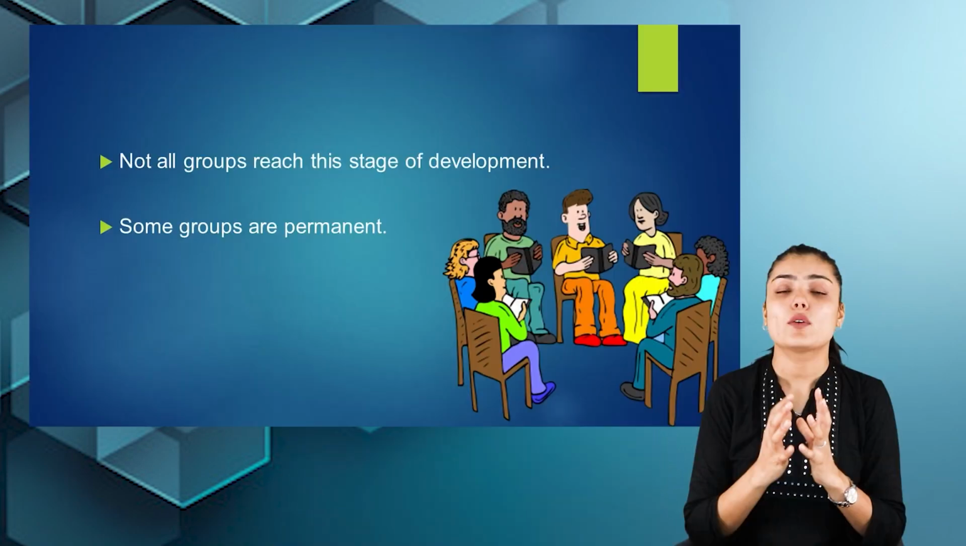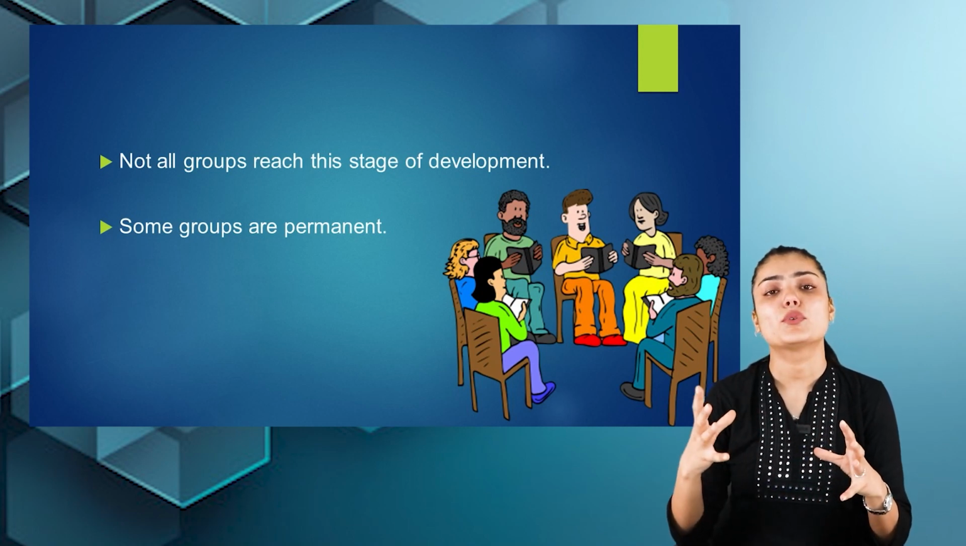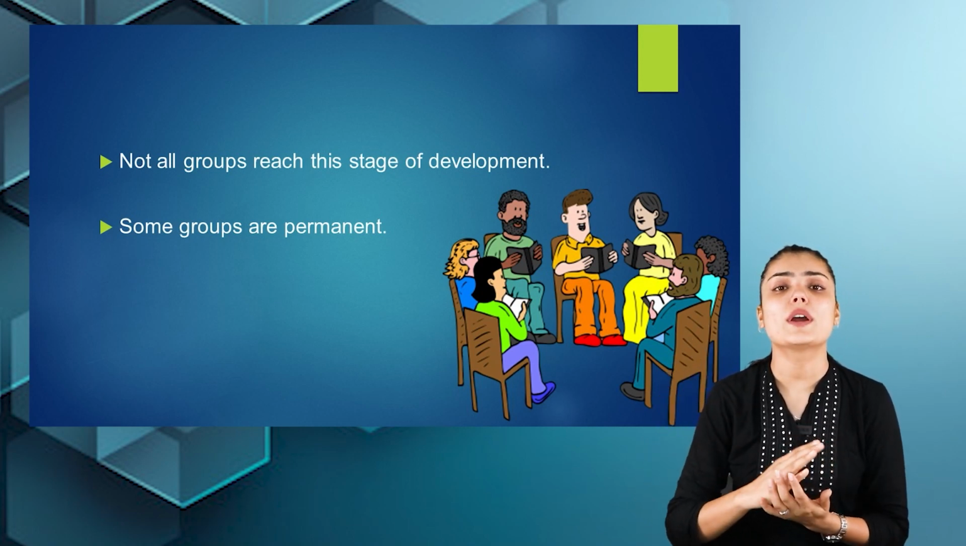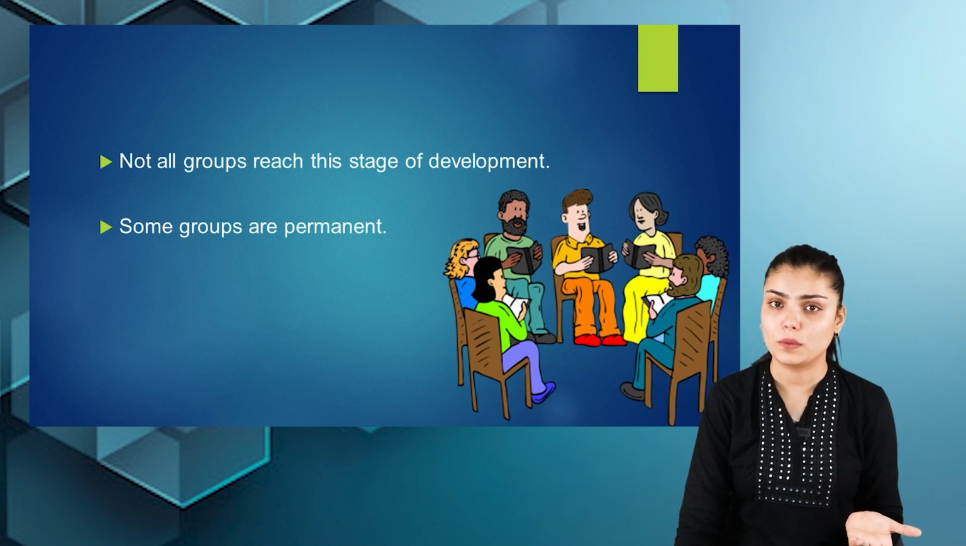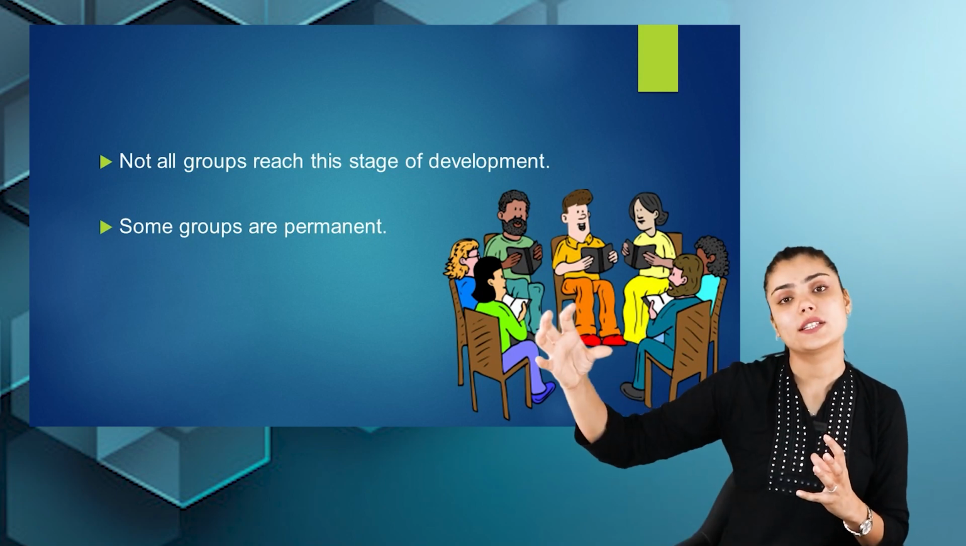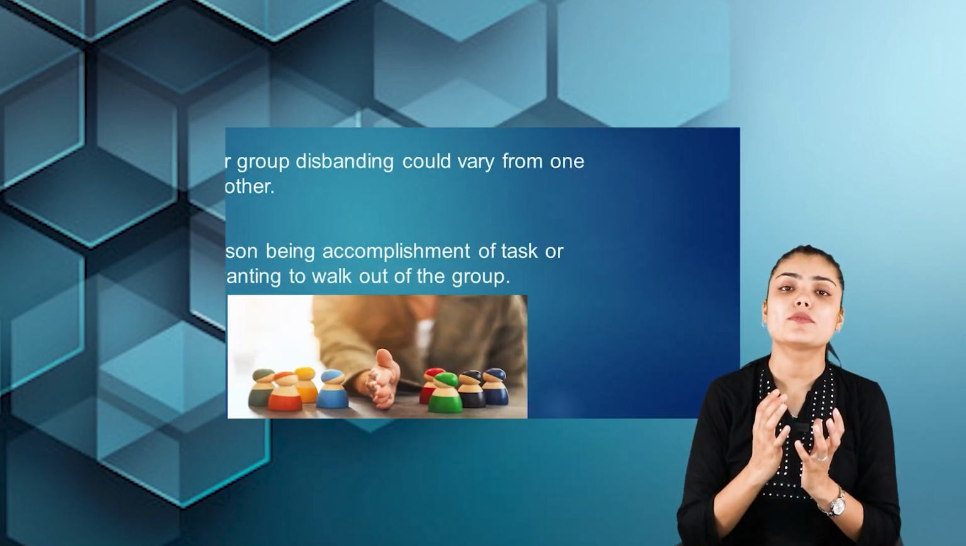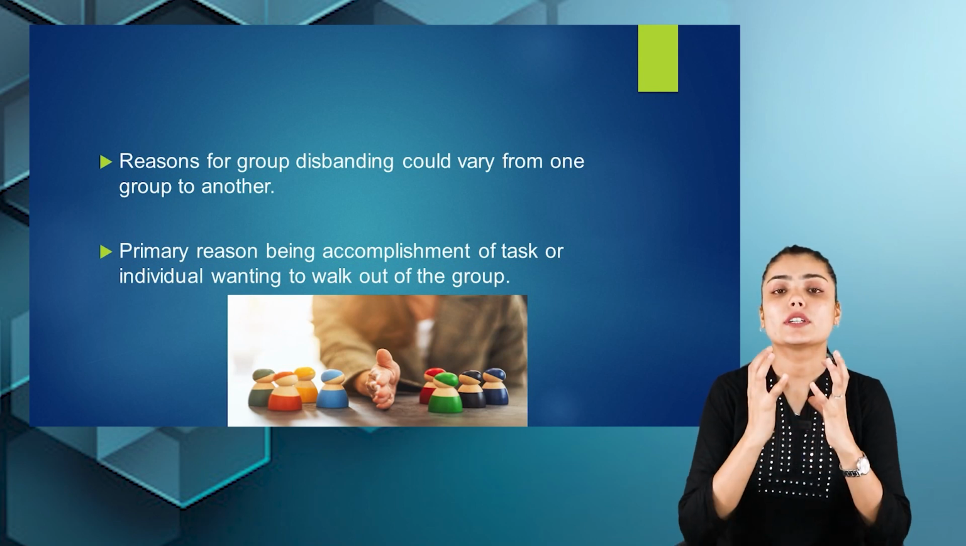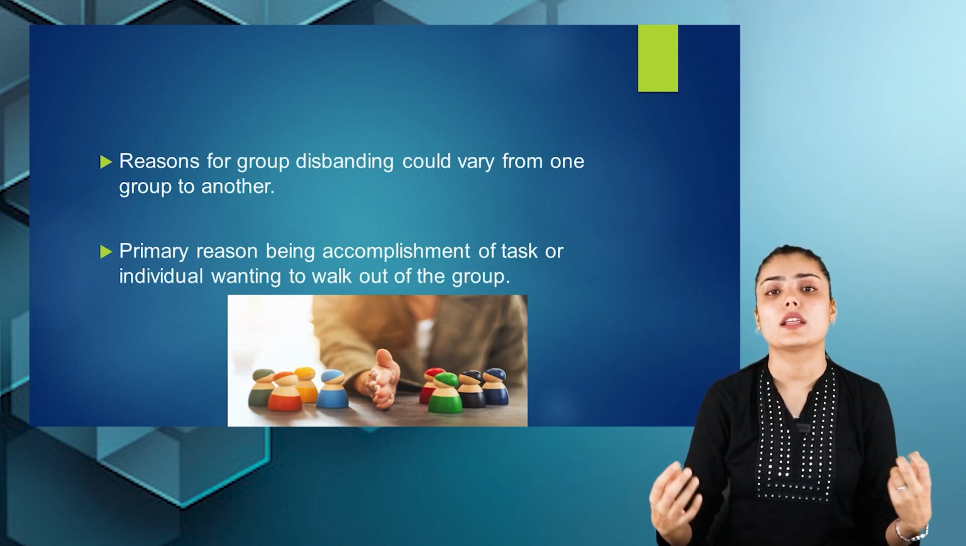Not all groups progress and reach the adjourning phase. We have to understand that just because a group is formed does not mean all groups reach the adjourning phase. We also have to remember that some groups are permanent groups. There is no adjourning phase for that particular group. Now, the reasons for group members to separate from one another could vary.